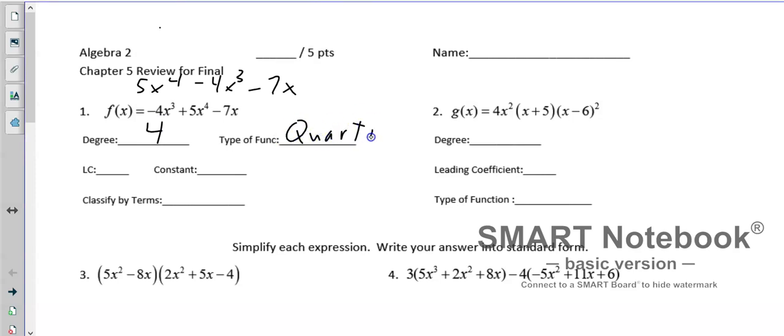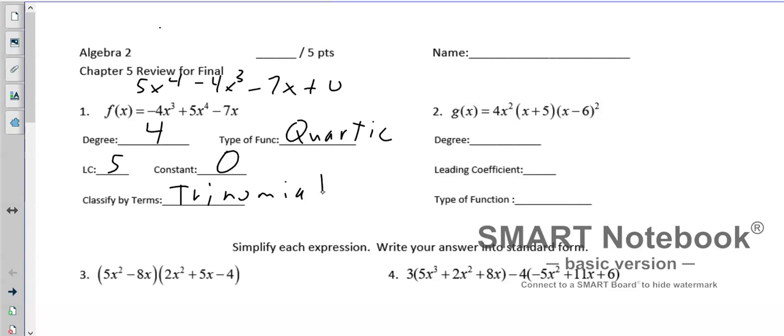It's quartic. The leading coefficient is 5. The constant, there is no constant listed, but technically it'd be plus 0. And it is a trinomial. 3 terms.